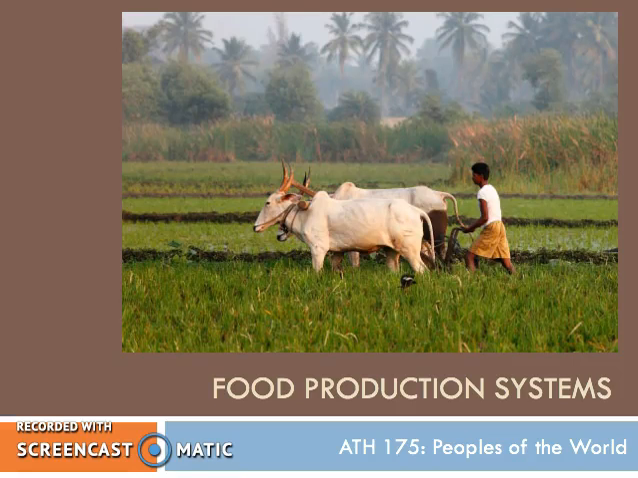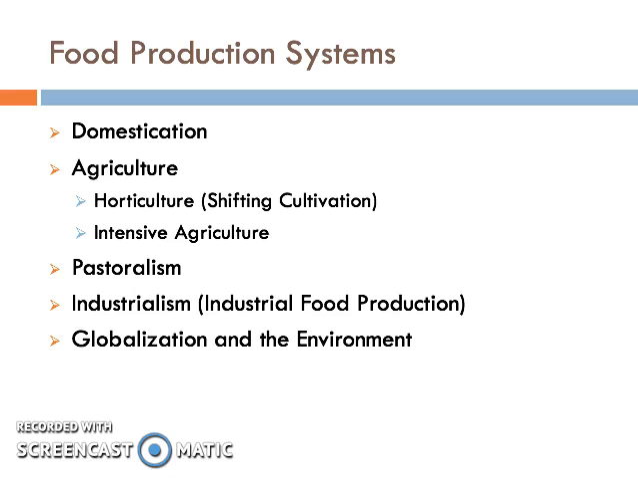In the preceding presentation, we looked at foraging as a way of interacting with an environment. Now let's turn to food production systems. In this presentation, we'll look at the domestication of plants and animals, which brought about the agricultural revolution.